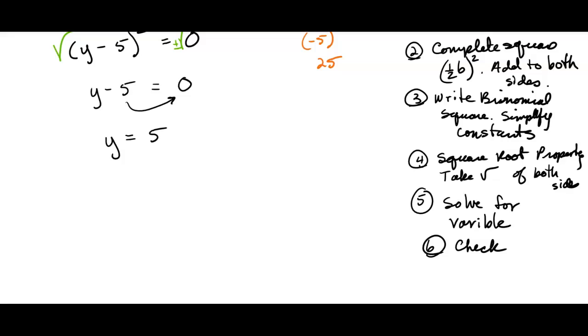Okay, so there's the answer. The answer is y equals 5, or you can put it in set notation. This time we just got one answer. So it doesn't always happen, but this time it did. Okay, so we're going to do more examples of this and going through the steps and all the different situations that might occur.